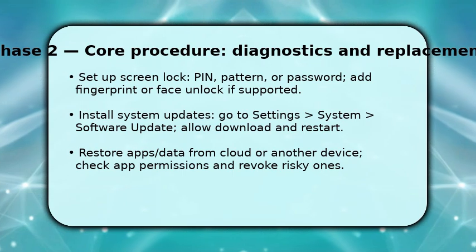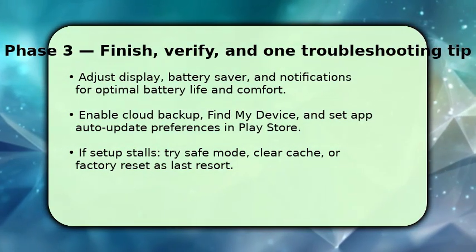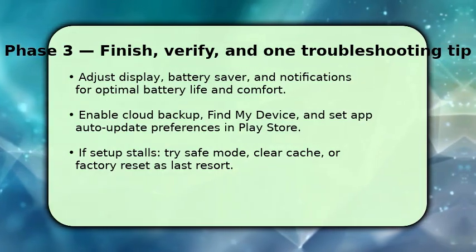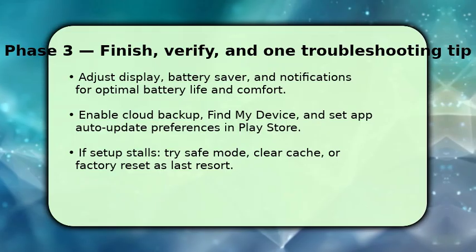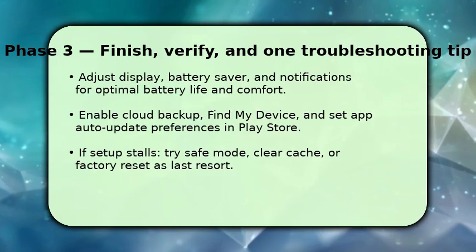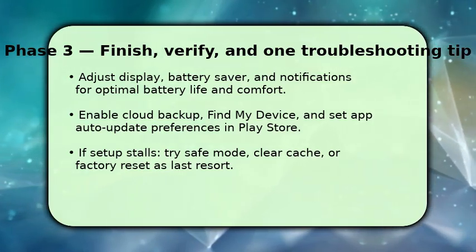To finish, personalize and optimize. Set display brightness or adaptive mode, choose wallpaper, and configure battery saver to extend life. Make sure cloud backup is enabled. Enable Find My Device and set Play Store to auto-update over Wi-Fi only if you prefer. Install essential apps, sign into accounts, and test audio, camera, and sensors.